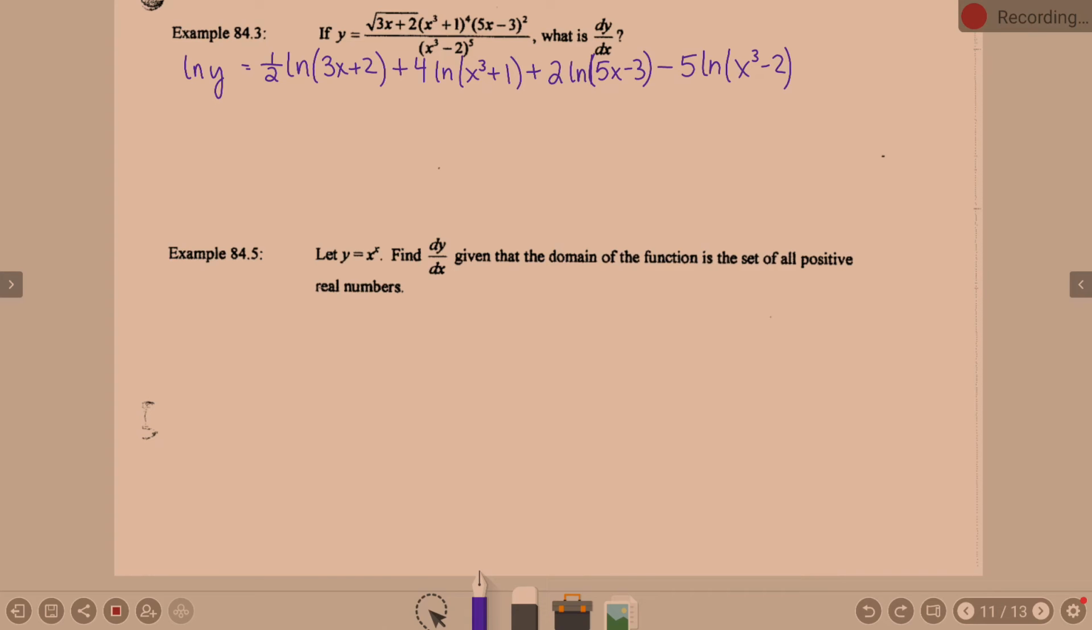Are you guys taking the derivatives without me? Okay, that's fine. As long as I'm not going too fast, it's all good. Okay, the derivative of natural log of y is 1 over y dy.